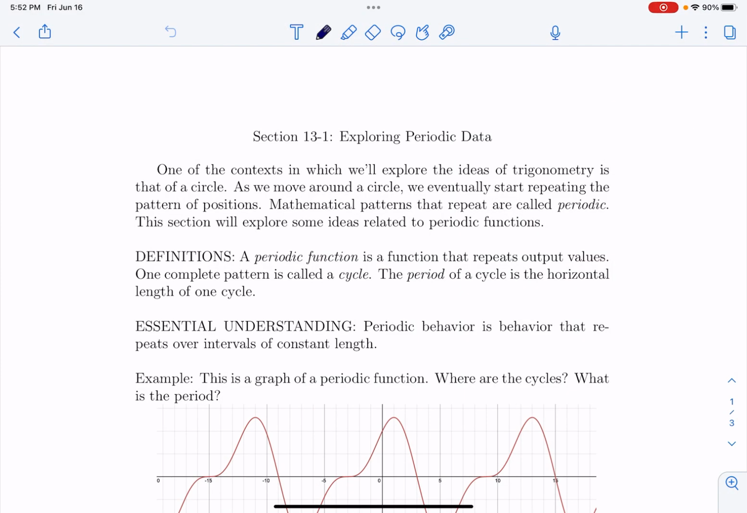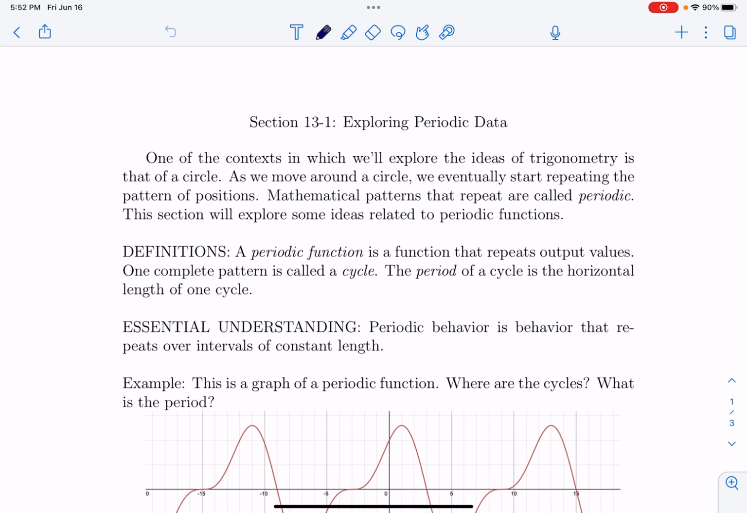Hello. In this video, I'll be talking through my notes from section 13.1, which is about exploring periodic data. This word might be new to you. Being periodic is about something repeating. And this is something we want to think about a little bit before we start doing more trig, because one of the contexts where we'll be applying trigonometry is in the case of a circle.